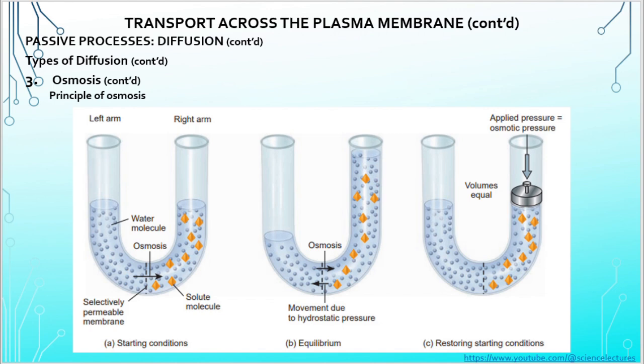Because the water concentration is higher on the left and lower on the right, net movement of water molecules, that is osmosis, occurs from left to right, so that the water is moving down its concentration gradient. At the same time, the membrane prevents the diffusion of the solute from the right arm into the left arm, as the membrane is selectively permeable. As a result, the volume of water in the left arm decreases, and the volume of solution in the right arm increases.